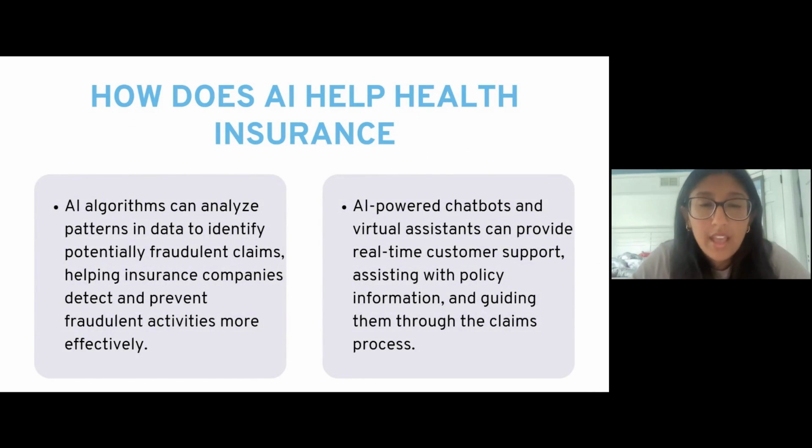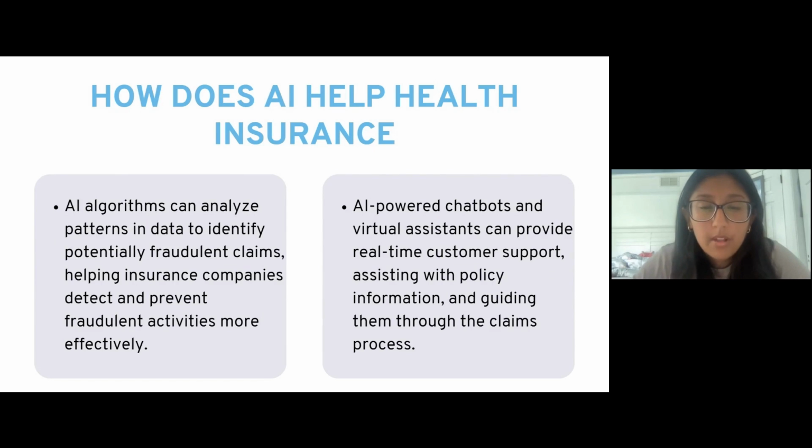So, how does AI help with health insurance? I'm sure your parents might have tried to get on a call with the health insurance company, right? But it must take a long time for them to get help from an agent. So this is where AI comes in. AI algorithms can analyze patterns in data to identify potentially fraudulent claims, helping insurance companies detect and prevent fraudulent activities more effectively.